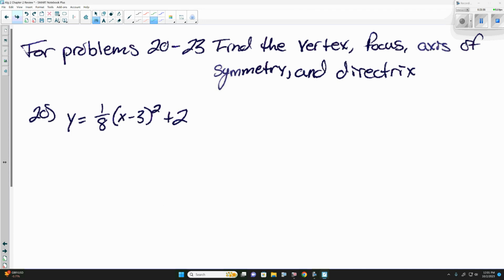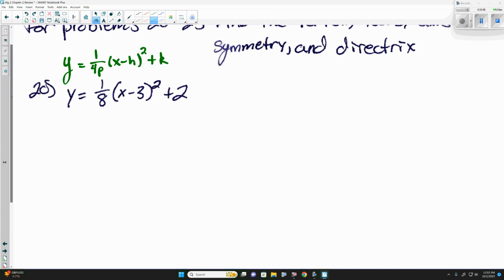Now for 20 through 23, we want to find the vertex, focus, axis of symmetry, and the directrix. And the first thing I would do is compare these back to this form here, where h matches up to h and k. Since it started out as y equals, we'll use the y equals 1 over 4p times x minus h squared plus k.